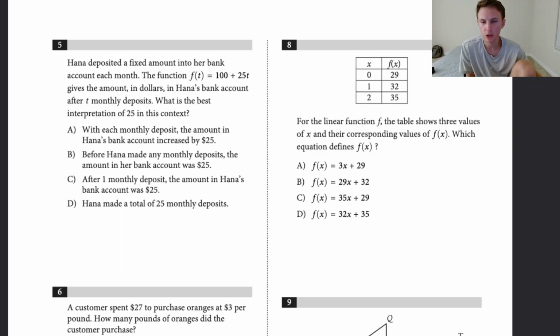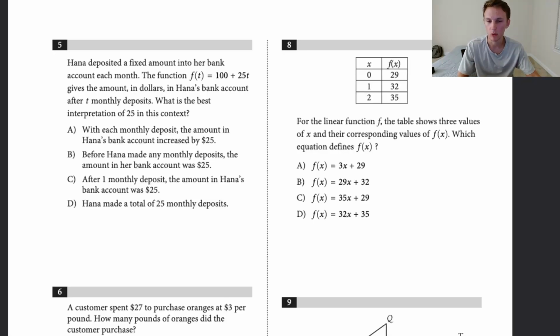Number 5 here, make sure you know how to do this one. This is a common type of question that they like to ask on the SAT. Basically, this is an interpret-the-slope-in-this-context type of question. This is how they'll phrase it. They'll often give you some function. Here it's 100 plus 25t. And they'll either ask you what the y-intercept means or what the slope means.